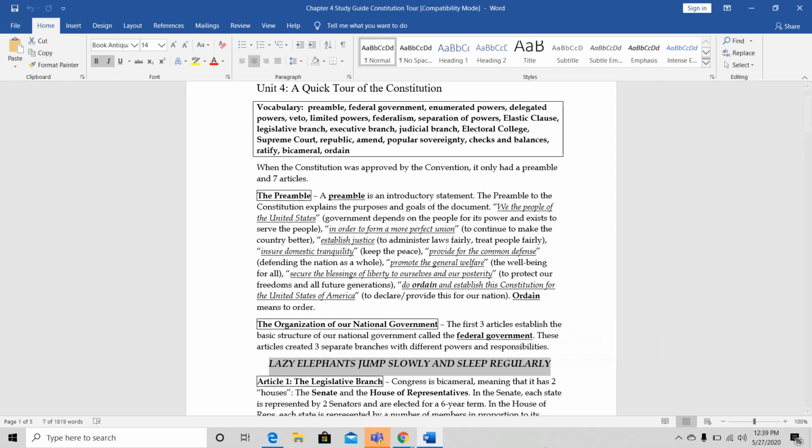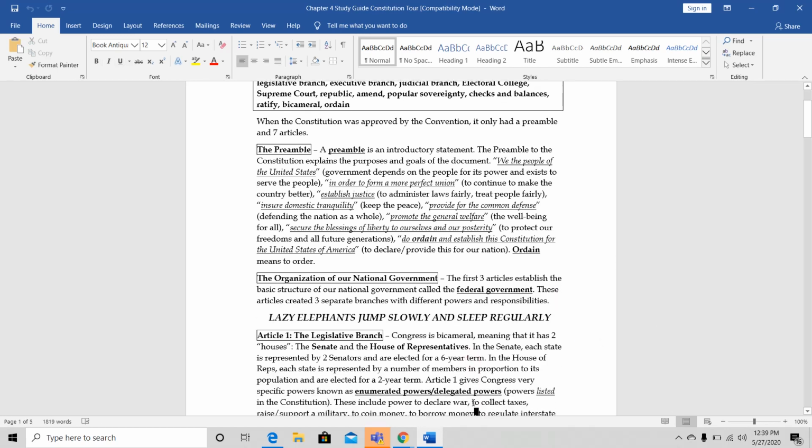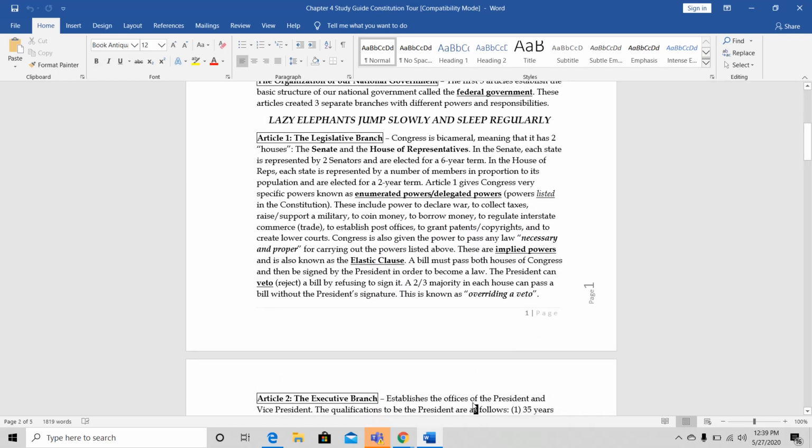Exactly. So as Miss Rose already went into, Article 1, again, think lazy. Article 1 is about the legislative branch. With the legislative branch, you need to know that it has 2 houses, the Senate and the House of Representatives. I don't want you guys to get too worried about memorizing it all, because we are going to break these down even more in future lessons. So don't worry if you don't know everything about this right now. But just a couple quick things. Number 1, when you see enumerated or delegated powers, these are powers that are specifically listed in the Constitution. The Constitution says, you know what? As part of the legislative branch, you are going to be able to do this, this, and this.